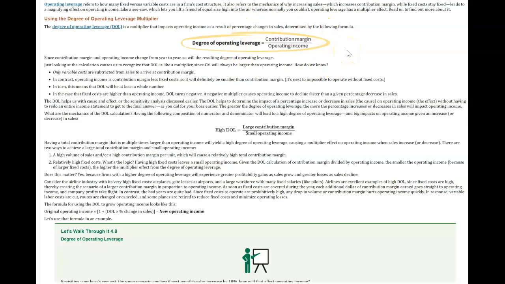But what you need to know right now is that the degree of operating leverage is the contribution margin divided by operating income. The other thing is they make a point here that it changes from year to year, and so will the resulting degree of operating leverage. As your contribution margin changes or your operating income changes, that degree of operating leverage changes also. Not dramatically, I would say, but it changes.